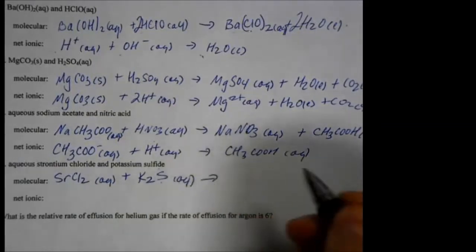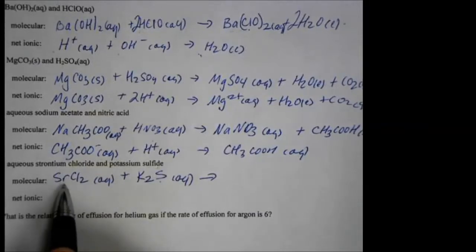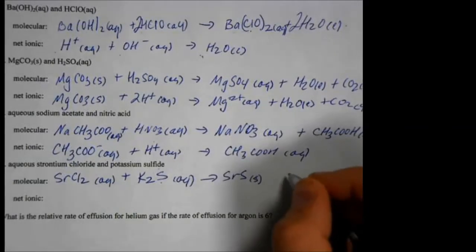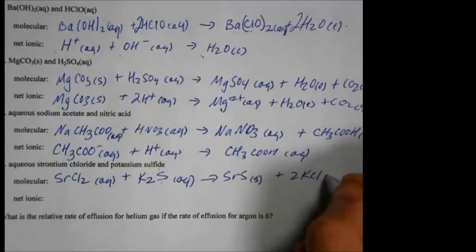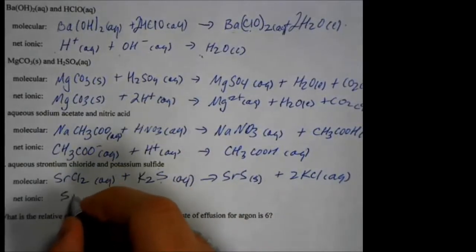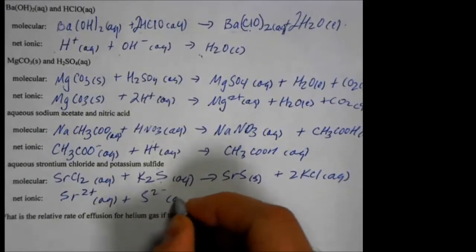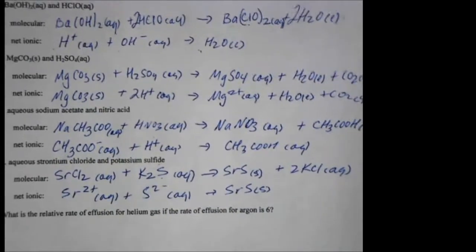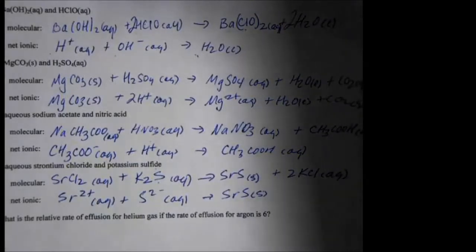So if we do our metathesis reaction dance, we get strontium sulfide and potassium chloride. And strontium sulfide is, in fact, an insoluble ionic compound, so that will be a solid. And then that will give us 2 KCl here as aqueous. So our net ionic equation in this case will be Sr2+ aqueous plus S2- aqueous gives SrS solid.